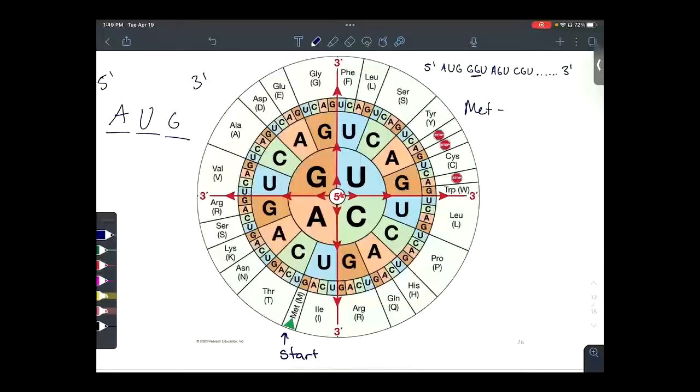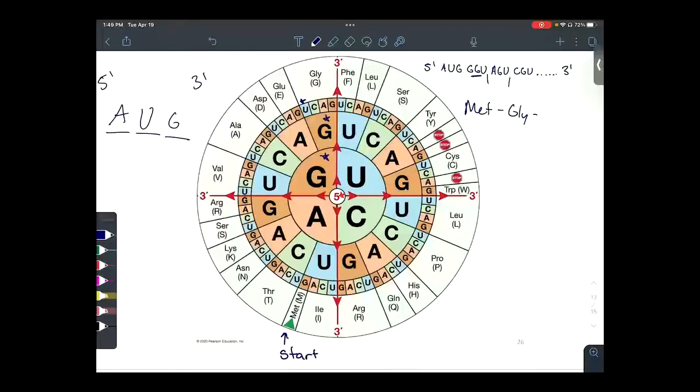Then the next one, GGU. We start there, like at that 10 o'clock. So G, G, and then U. So that's glycine. Do we all see how to read this? There are other charts that look more square. I like this one. This is the one that you will receive on the exam. If there's a question about it, it will be in the question. Okay, what's next?